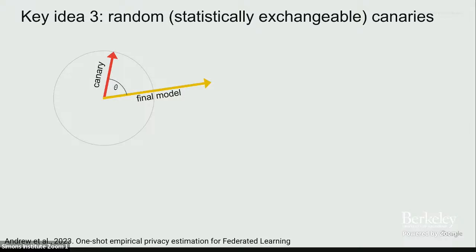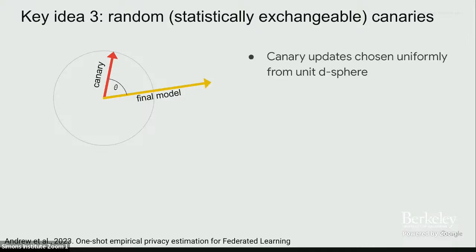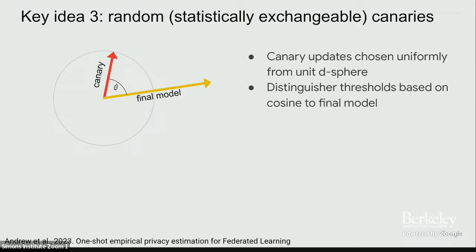And here's one concrete construction that I will be using in this talk. I'm going to pick those canary examples not as training examples, but rather as model updates. So think of them as D-dimensional vectors, where D is the number of parameters of the model. And they're picked uniformly at random from the unit sphere. You can then scale them if the clip norm is different than 1. There's a well-defined distribution over the D-dimensional unit sphere, and I can sample from it very efficiently.